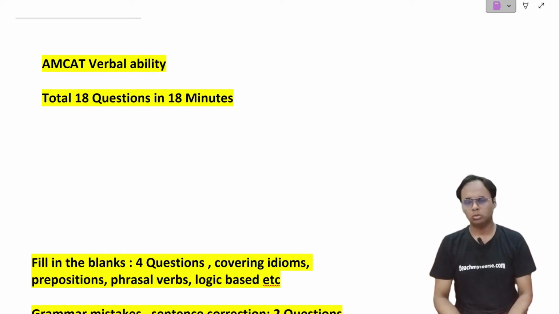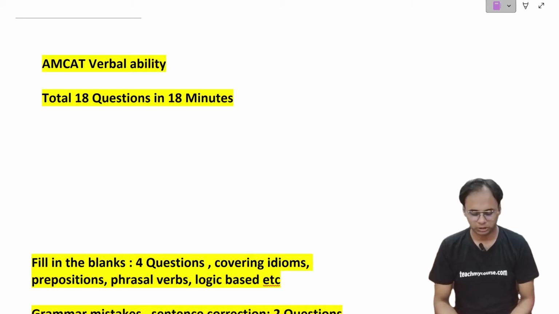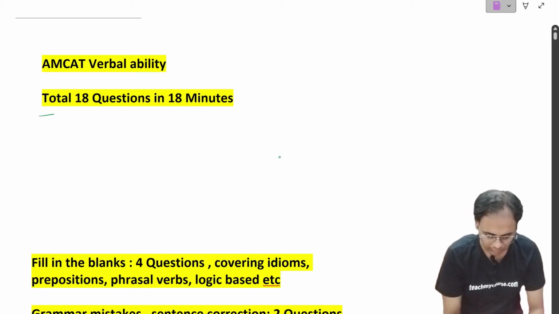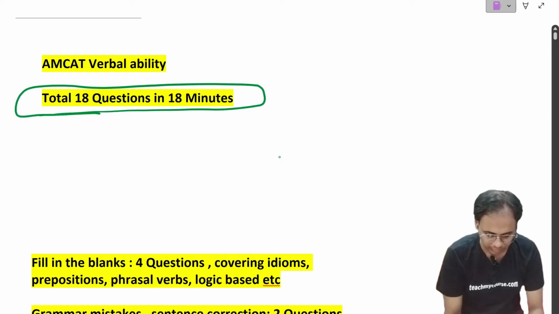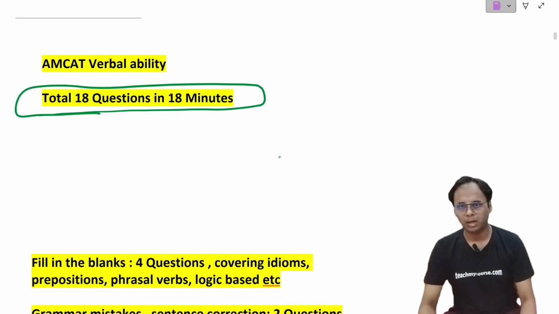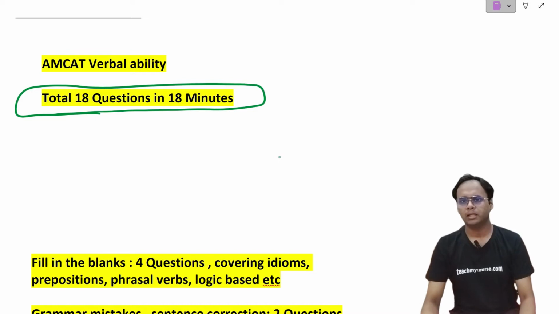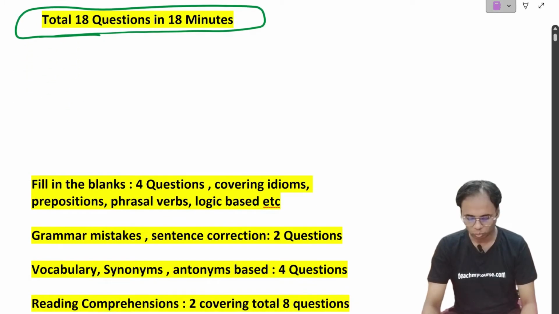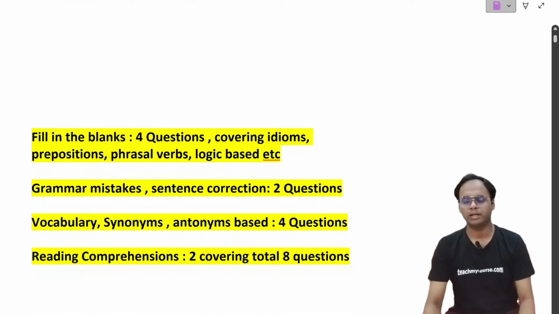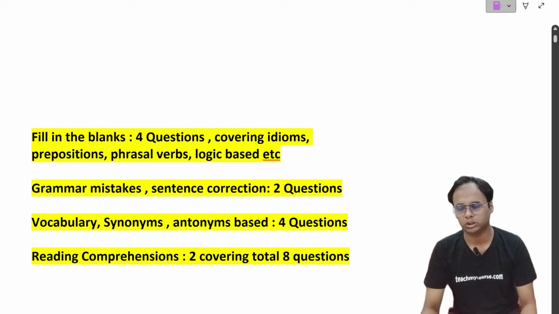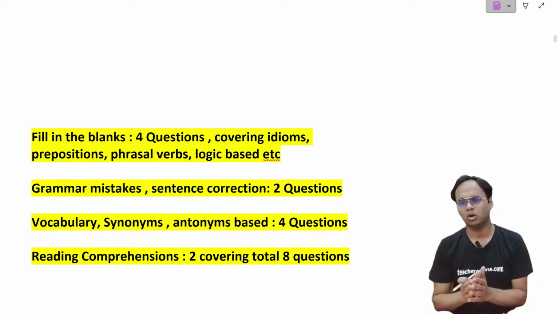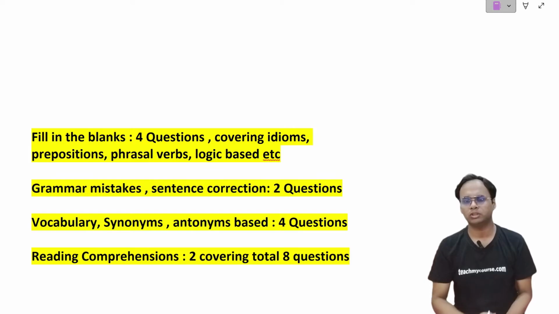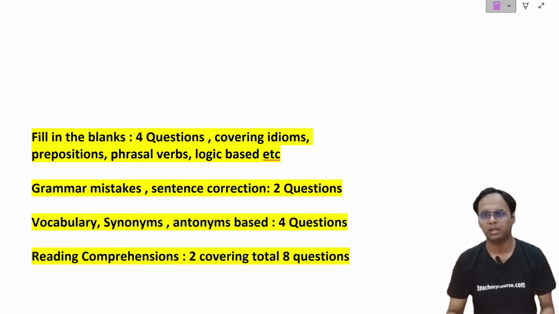In the MCAT verbal ability section, there are a total of 18 questions and you have to solve them in 18 minutes. But that doesn't mean they are low quality questions. They are of pretty decent standard, so you don't need to take them lightly. Watch this video till the very end to get a good understanding of all these 18 questions, because this video is strictly based on the pattern of verbal ability questions which have been coming in the MCAT exam over the past few years.